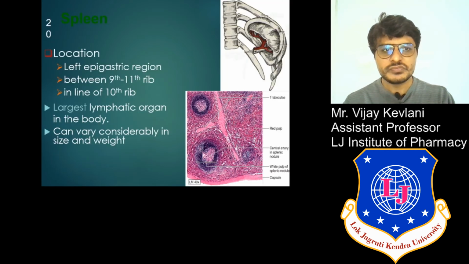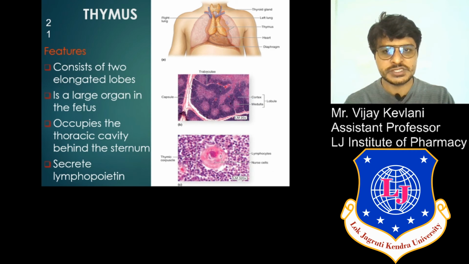Spleen as a lymphatic organ. It is located in the epigastric region between the 9th and 11th rib, in the line of the 10th rib. The largest lymphatic organ in the body cavity is the spleen, and it can vary considerably in size and weight. Next is the thymus. It consists of two elongated lobes. It is a large organ in the fetus, occupies the thoracic cavity behind the sternum and secretes lymphopoietin.